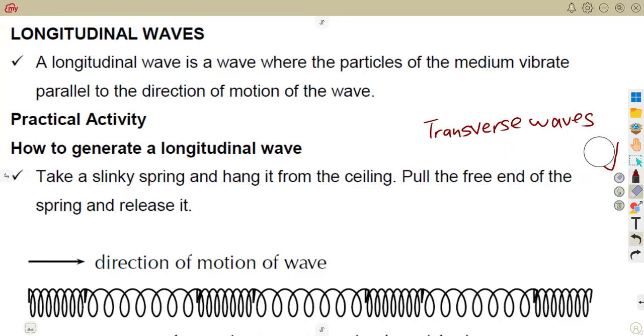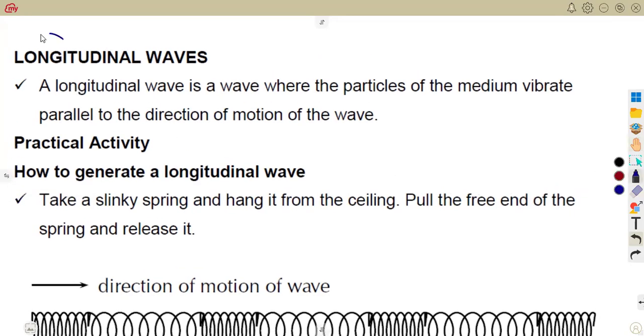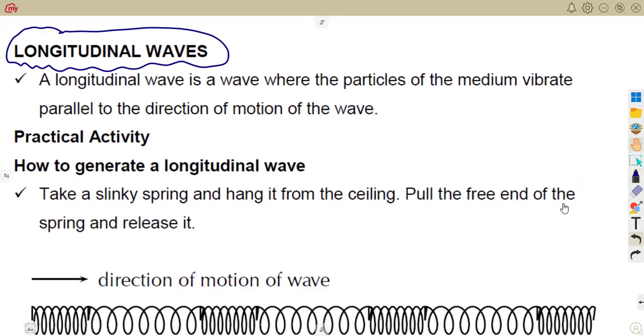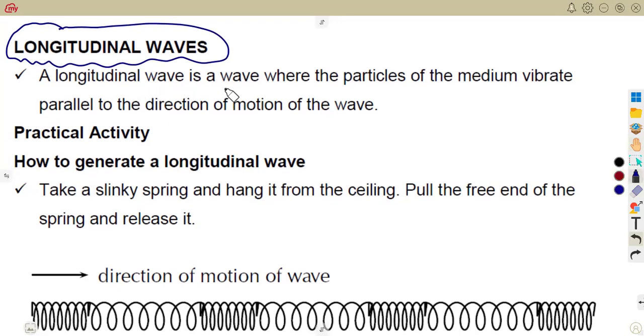So we want to note the difference between these two, because now we are working with what we refer to as the longitudinal waves. A longitudinal wave is a wave where the particles of the medium vibrate parallel to the direction of motion of the wave. That is the most important part that you're going to notice.